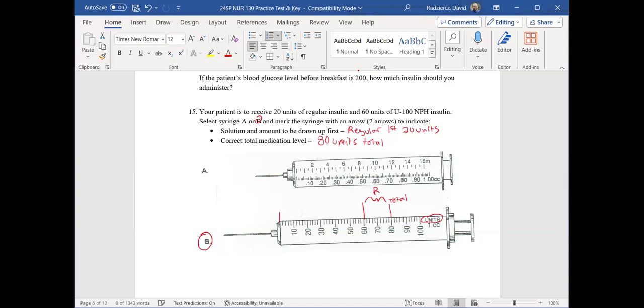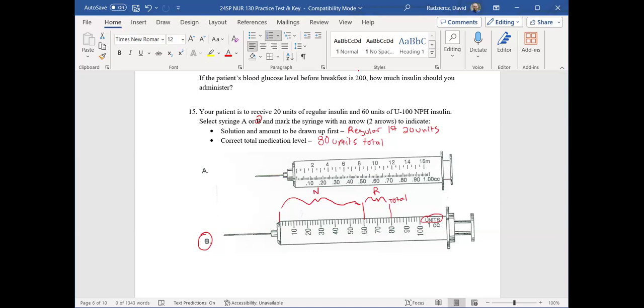And then the total amount between 0 and 60 is where the N is located. So in reality, I'm probably going to have 3 marks. But if you want to correctly answer this question, this is how I would answer that.